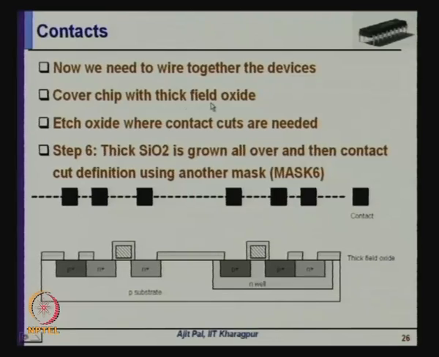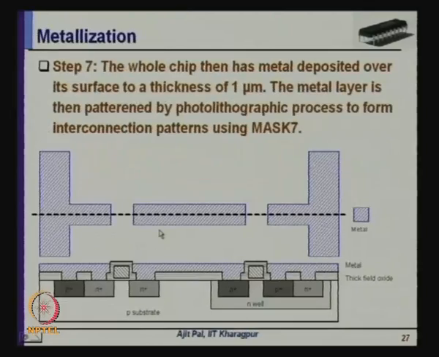Grow thick field oxide. This thick field oxide is usually created by wet oxidation, as I have discussed earlier. Then etch the oxide where contact cuts are needed. Again, using the photolithographic process, you remove the thick oxide layers from these regions where contacts have to be established, and then for making the contact you have to use a metal layer.